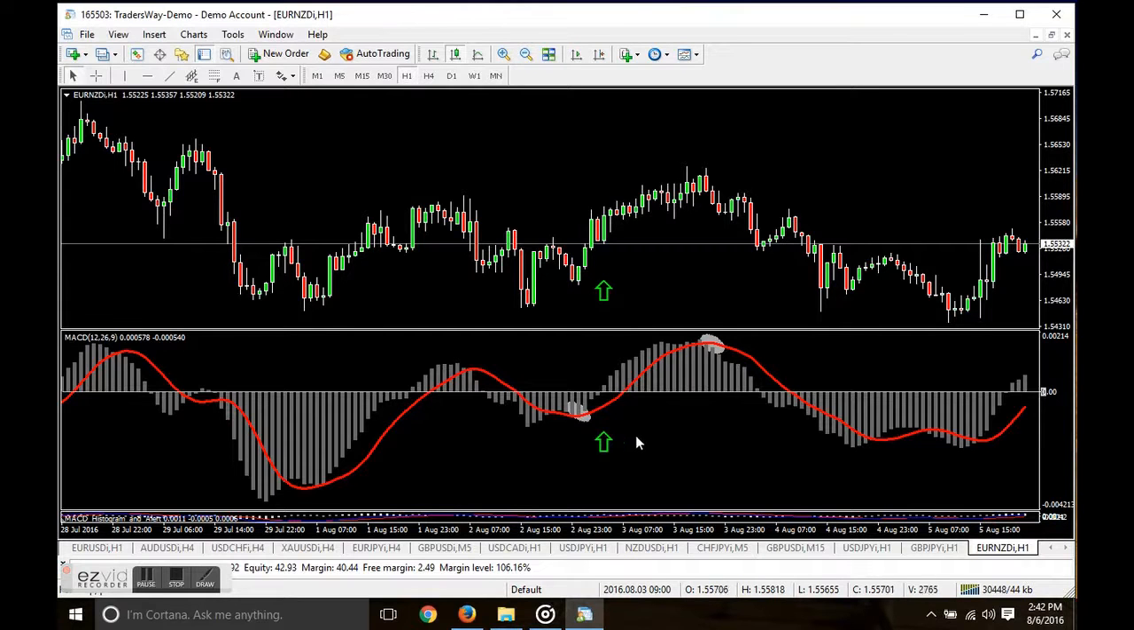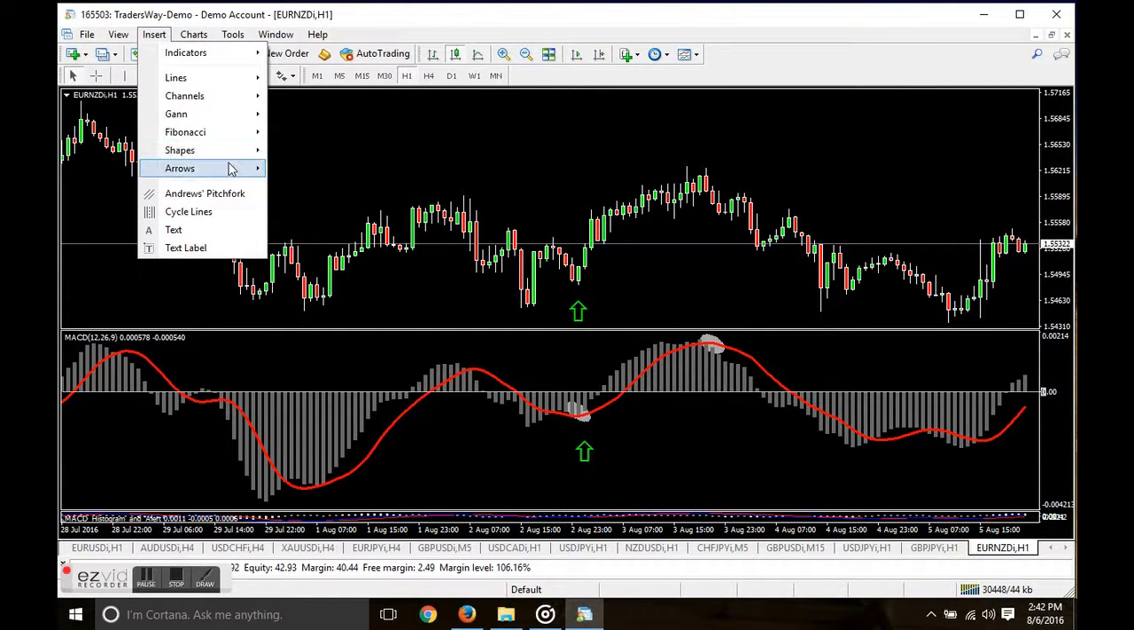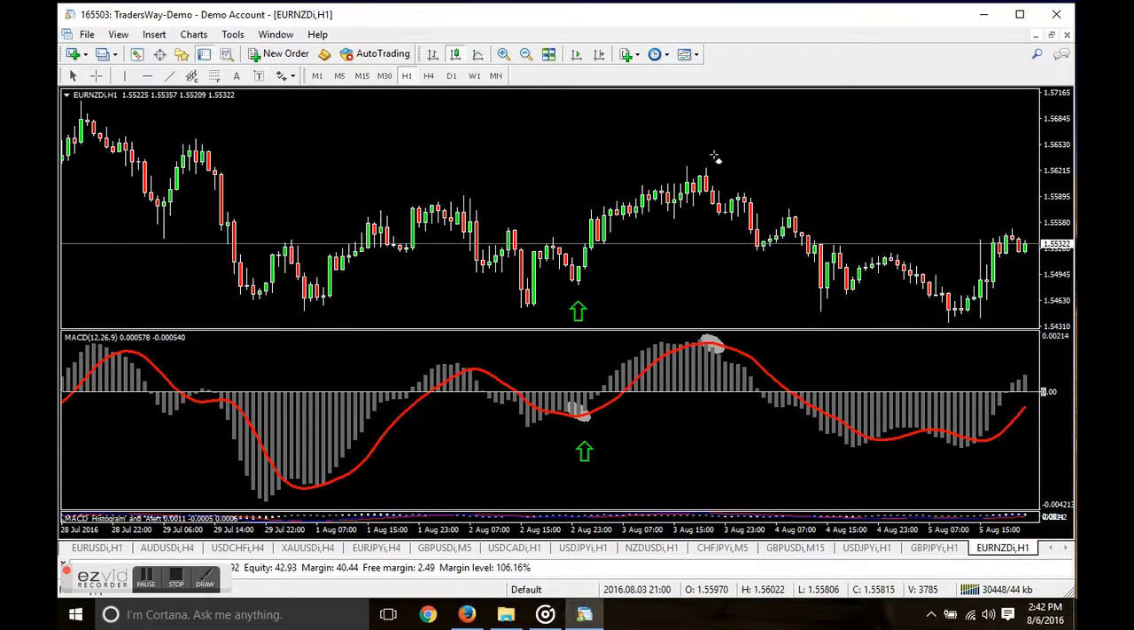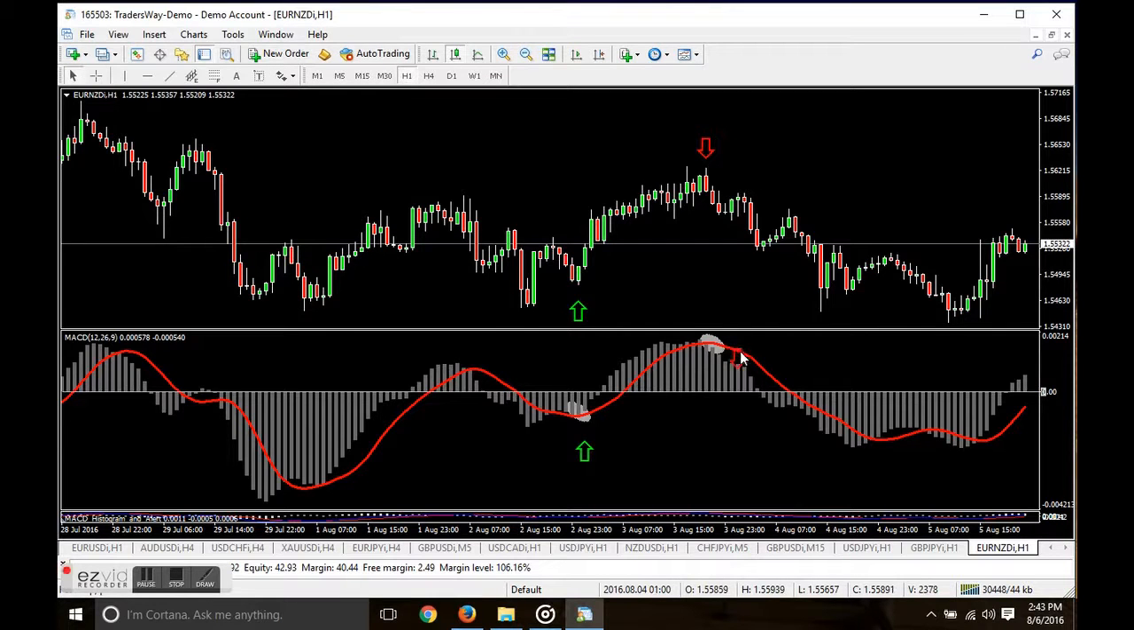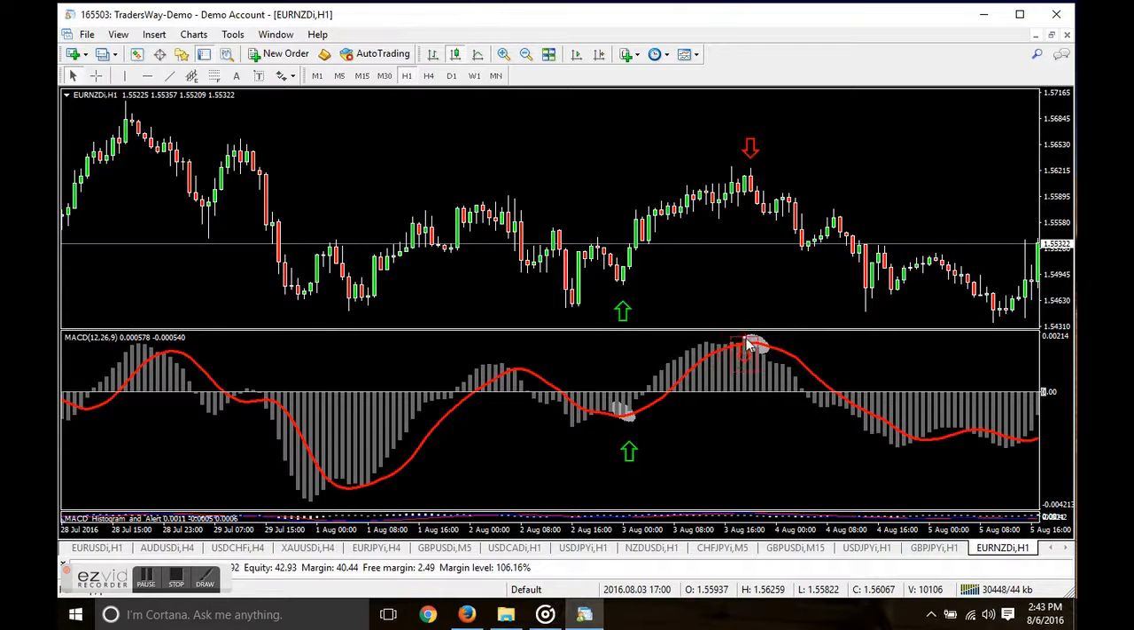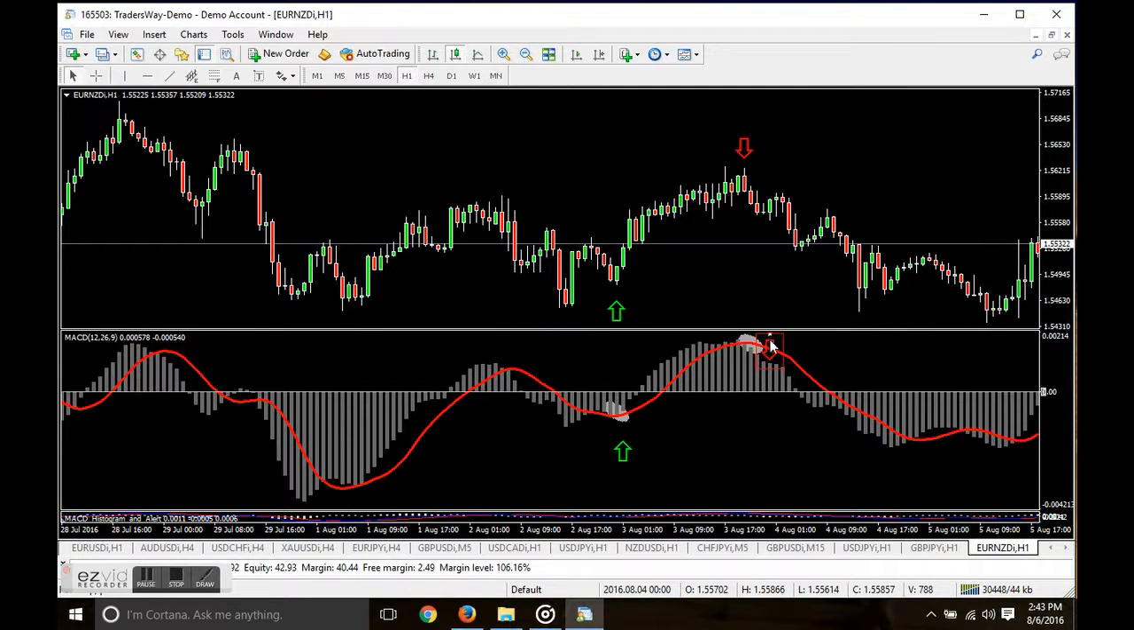Okay, we got one right there. Let me go ahead and move this arrow over there. That would be a buy. And up top here, that would be a sell. We'll go ahead and mark that. Here, that'd be a sell. Now you would buy it up until this point, and then you would sell it off when the histogram crosses back down through this MACD line here.